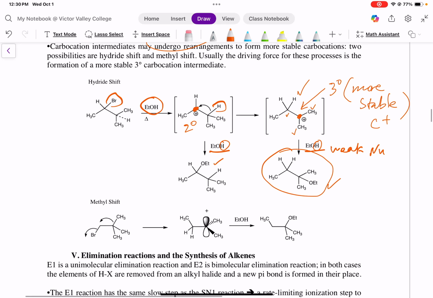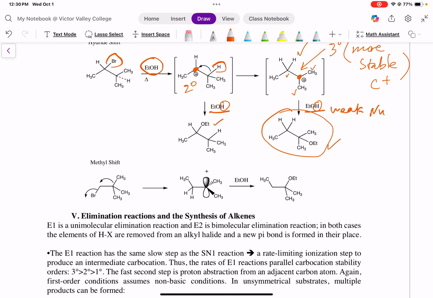Now, when you got a primary, when the bromine takes off, automatically a methyl shifts over. If there's no hydrogen, if there's three methyls, one of them is going to shift over and form a tertiary. The tertiary is always the best. Always. So that's the major product.